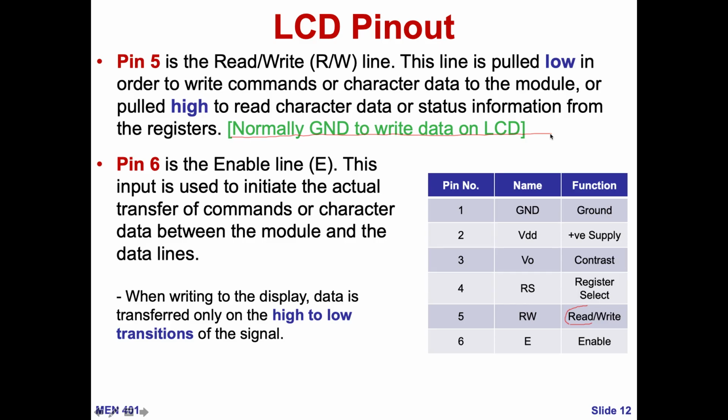Pin 6 is the enable line. This enable line will initiate the actual transfer of commands, and we will see that every time I want to send a command, the enable line here should go from high to low. Whenever there is a falling edge of this E, the signal is transmitted to the LCD. This is here in order to have all the signals transmitted synchronized.